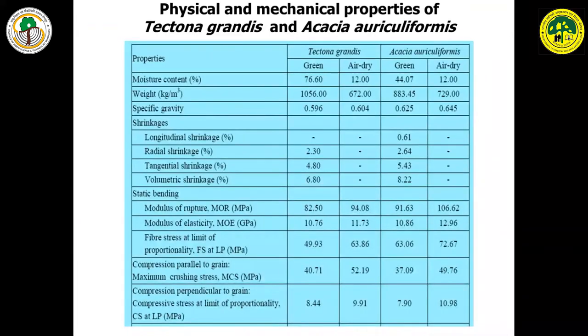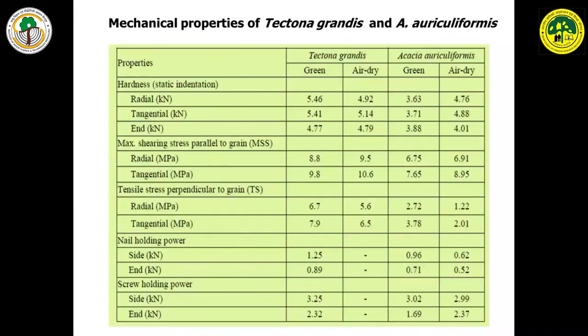Here this table gives the comparison of these properties for standard teak as well as for around 15-year-old Acacia auriculiformis wood. We can see from this table that for Acacia auriculiformis, many properties are either better than teak or comparable to teak. In that way, we can tell that Acacia auriculiformis wood is comparable to teak. And if we do proper processing of the Acacia auriculiformis, it can be used for many applications, and it can partially replace the teak wood.